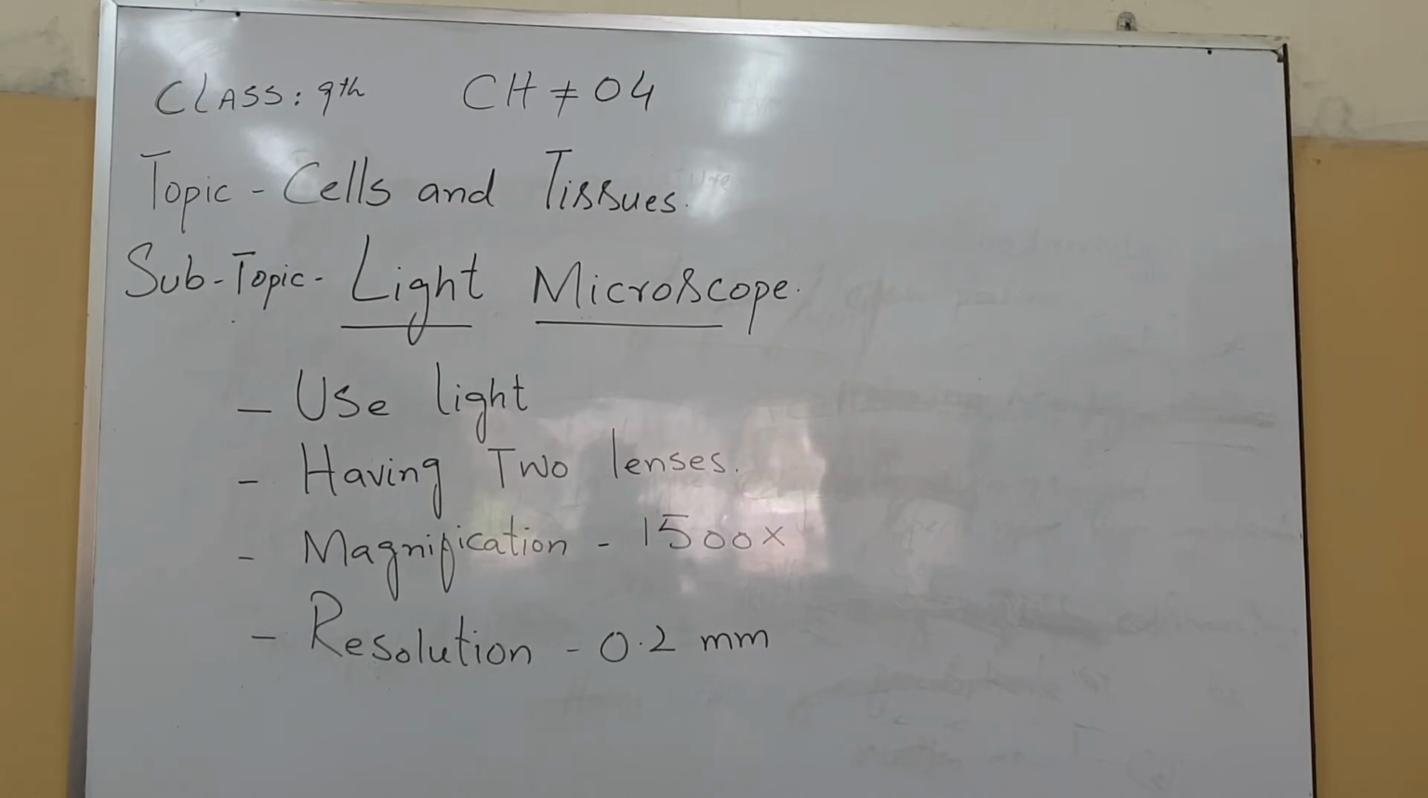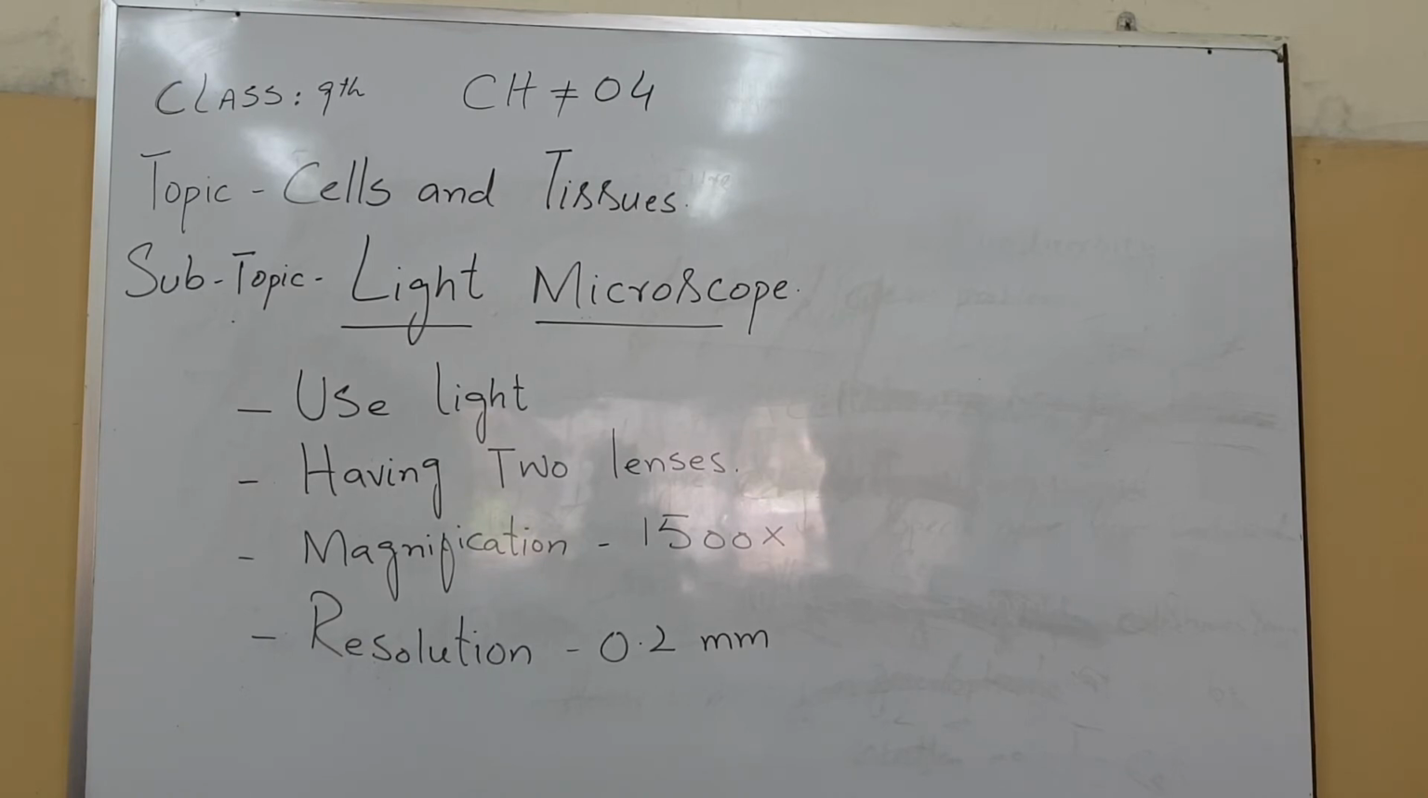These microscopes have two lenses. One lens produces an image of the specimen, the object for which we use the microscope, and the other lens magnifies it and projects it into the human eye. Sometimes special photos are taken from the microscope, and they are known as micrographs. The micrographs are the photographs which are taken from the microscope.